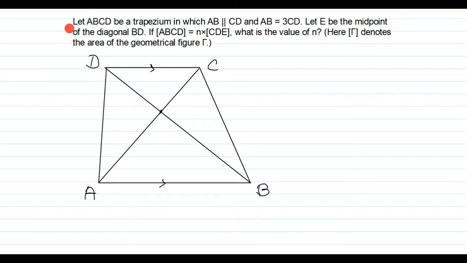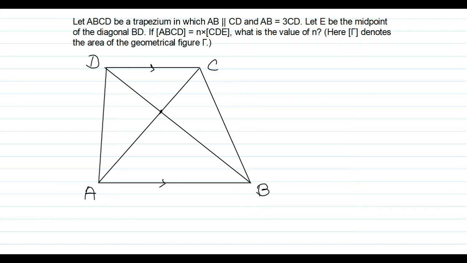So the first problem reads as follows: let ABCD be a trapezium in which AB is parallel to CD and AB is equal to thrice of CD. Let E be the midpoint of the diagonal BD. If area of ABCD, the square brackets imply area of the shape ABCD, is equal to n times area of CDE, what is the value of n? Okay, so please give this problem a try, and after you have tried, then continue watching the video for a solution or to check. Okay, so I have made a figure over here.